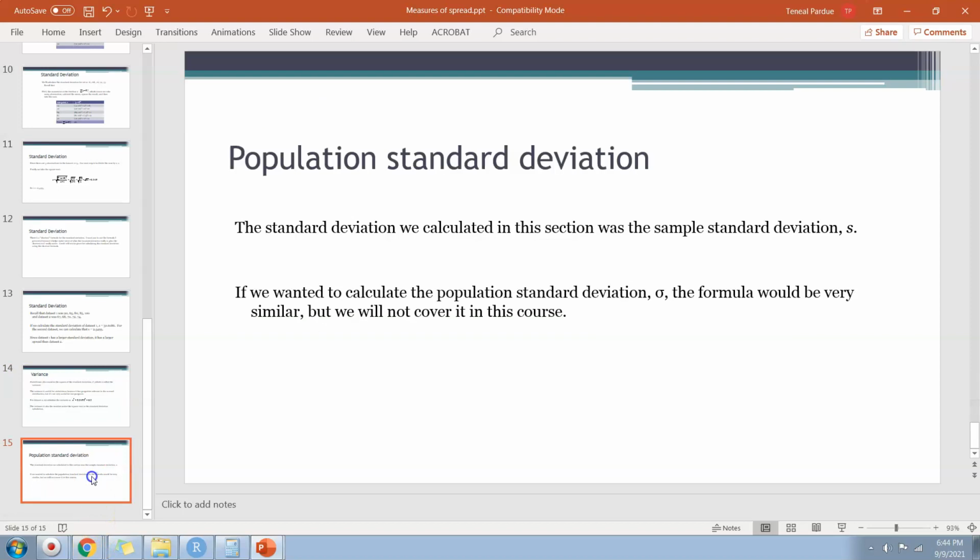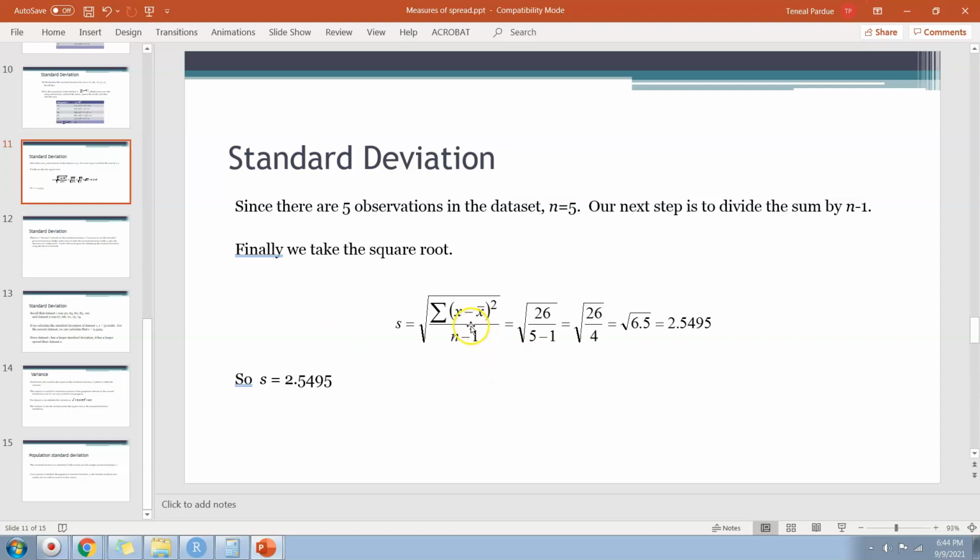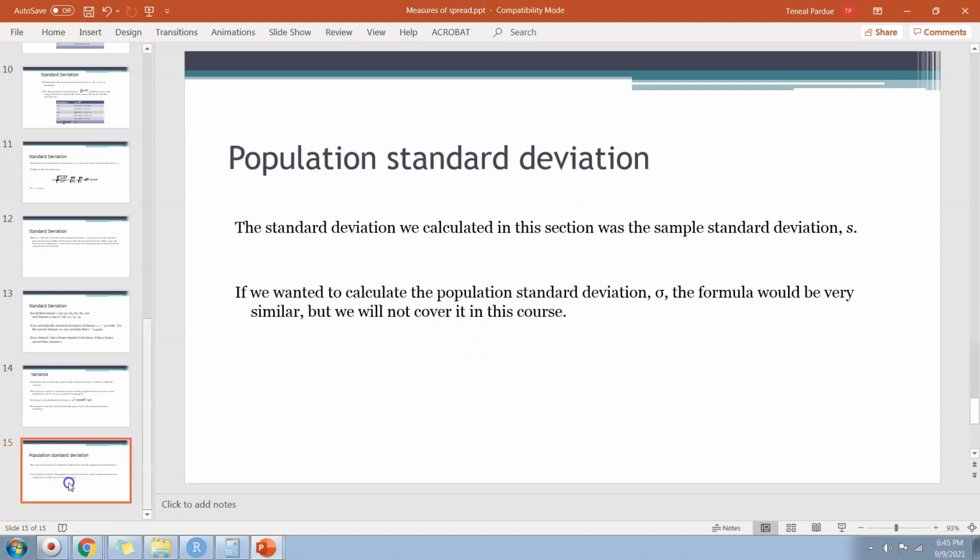Now, you can look in your book or on the internet and see the population standard deviation, and that has a slightly different formula. I'll tell you what it is. The only difference is that you're not subtracting 1 in the denominator here. And of course, this would be mu up here. It's slightly different, but we're not going to calculate it. Keep in mind that we're looking at samples and we're using them to estimate populations. So all the data we're going to have is going to be the sample standard deviation.